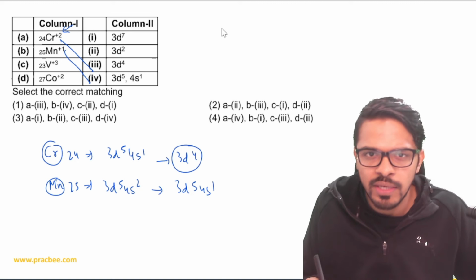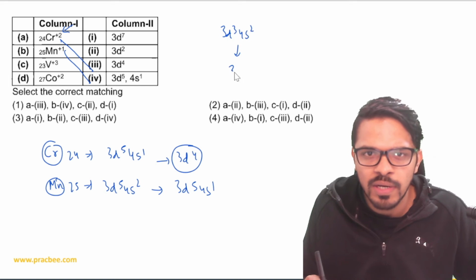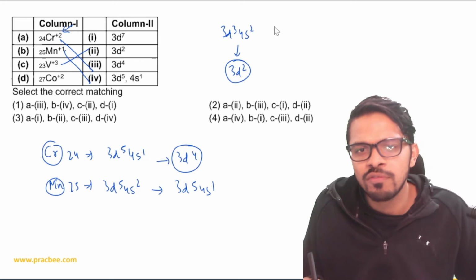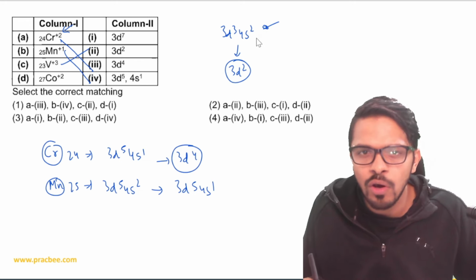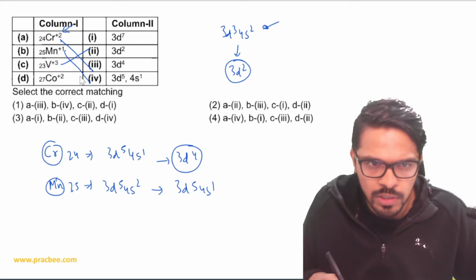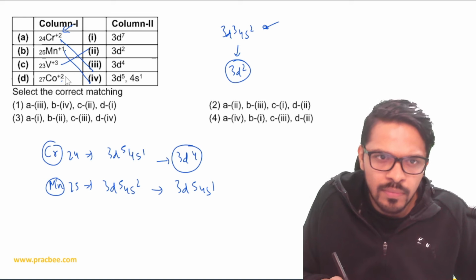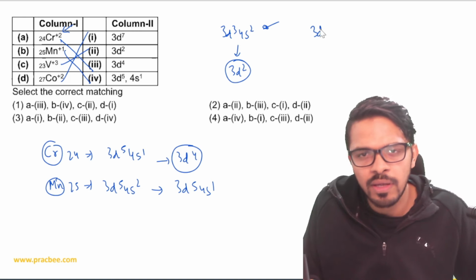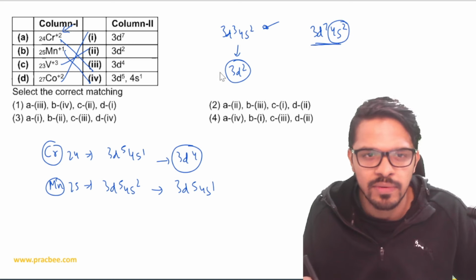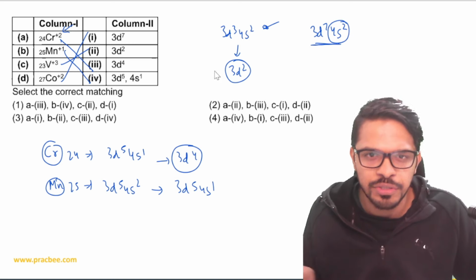Vanadium is 23, that means 3d3 4s2. If you remove 3 electrons, you will get 3d2. I hope all of you know that first we remove the electron from 4s orbital, then we go inside, then we remove from 3d orbital or 3d subshell. Cobalt, only this is left. Anyways, it was 3d7 4s2. As we remove 2 electrons, we'll get 3d7. Very easy question.